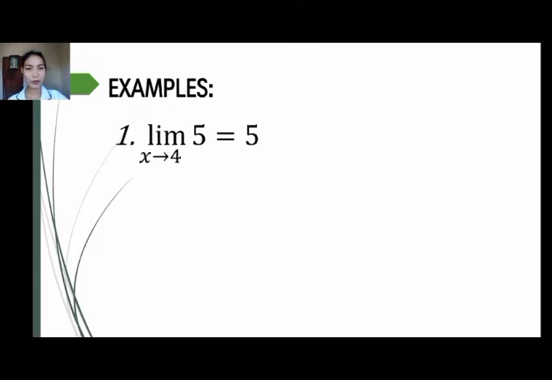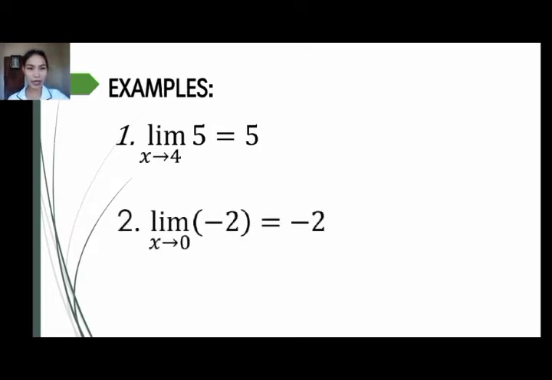Example number 1, we have the limit of 5 as x approaches 4. In this case, our c, or the constant number, is equal to 5. And according to our theorem, if our function looks like this, then the limit of a constant number is always a constant. Therefore, the limit of 5 as x approaches 4 is equal to 5.